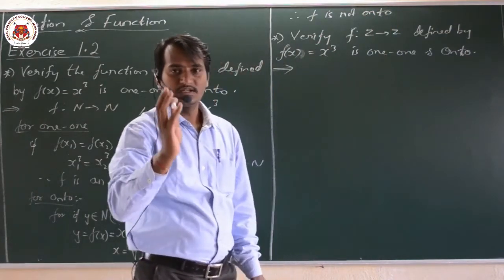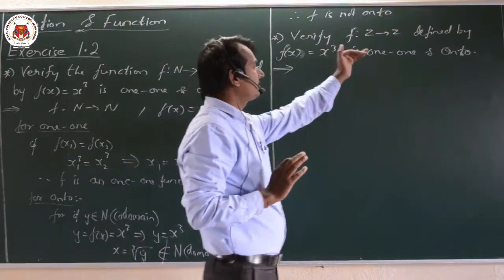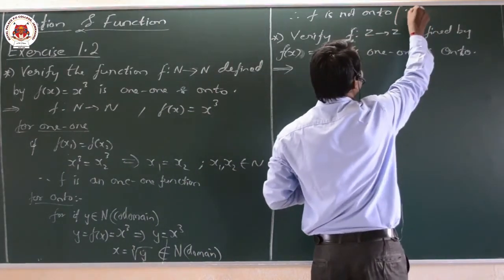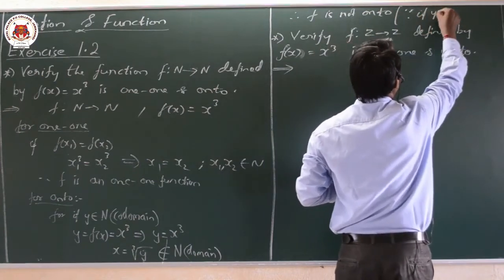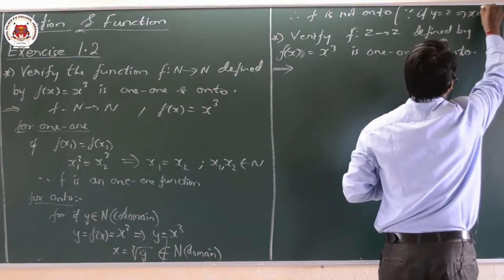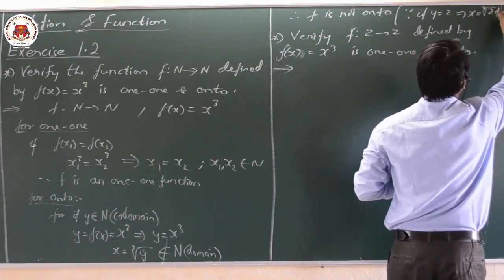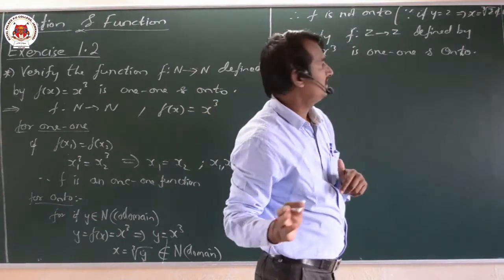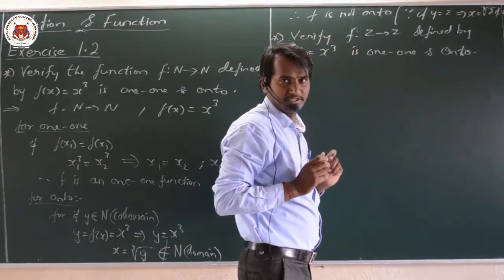Okay dear friends, the problem is very simple. You can write down the simple reason: if y equal to 2, that implies x equal to cube root of 2 does not belong to N. Therefore it is not an onto function. Very simple example you can give here.